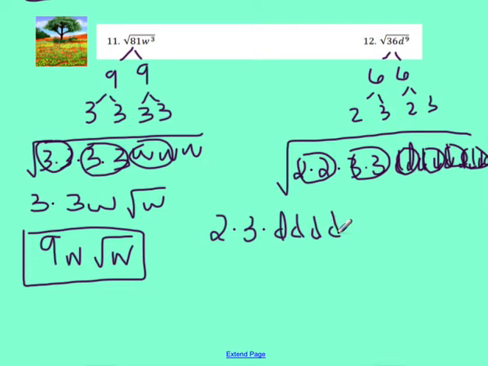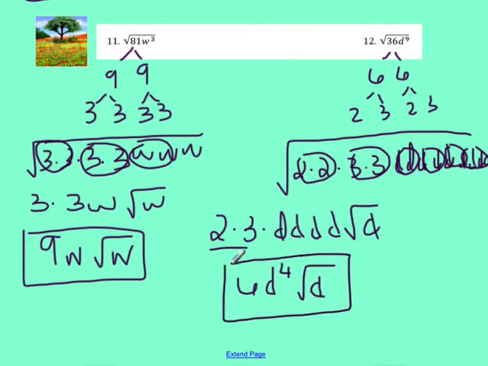Remember, when you take them out of the radical, they're not a pair anymore. But left underneath the radical, I still have 1 D. So that does not mean one direction, just so everybody's clear. All right, so 2 times 3 is 6, and then we have D to the 4th, and left underneath the radical is just D. So I have 6D to the 4th for number 12.